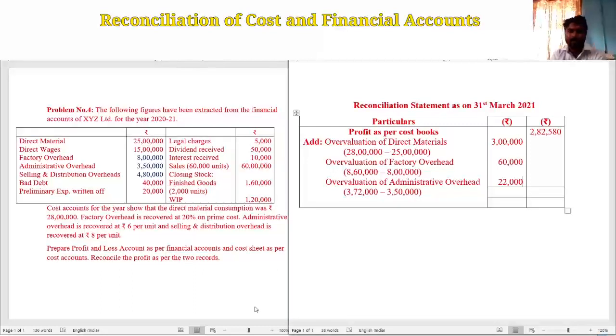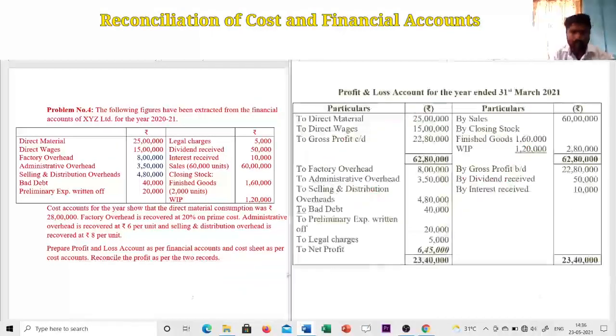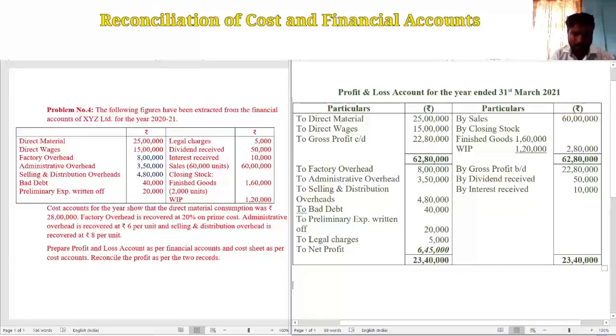Then legal charges. I told in the beginning, legal charges are administrative expenses. Actually, it should have been included in the administrative overheads, but it is given separately. So we have deducted legal charges separately in the profit and loss account. You are observing here that 350,000 is written separately and 5,000 is written separately. So it is better to deduct legal charges separately.